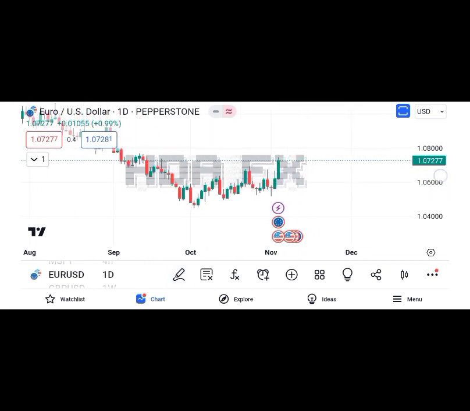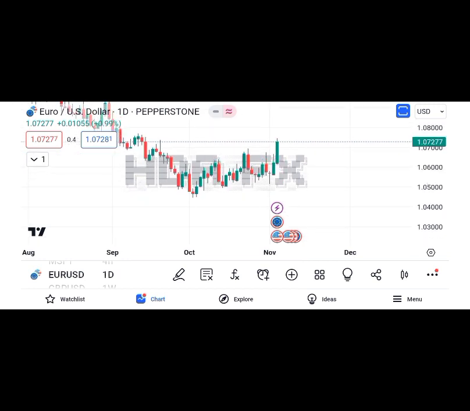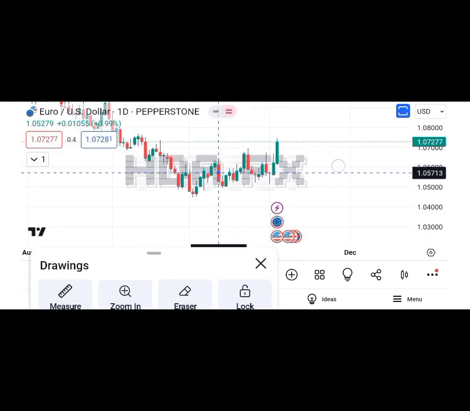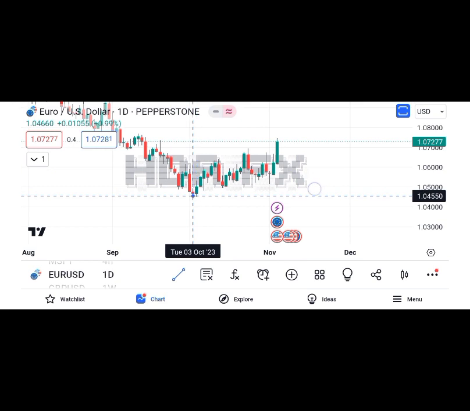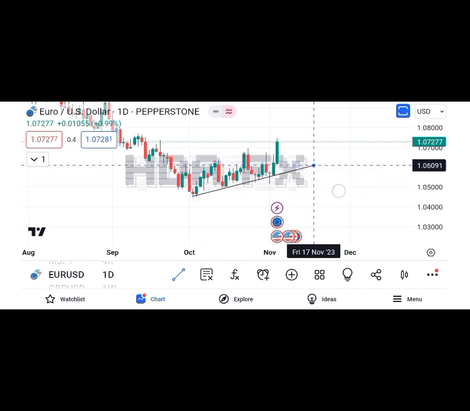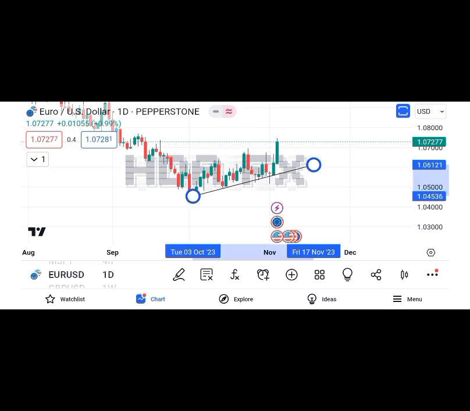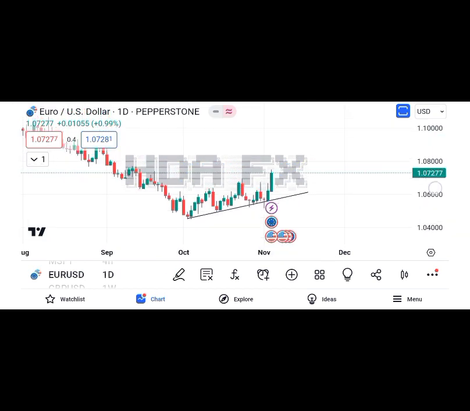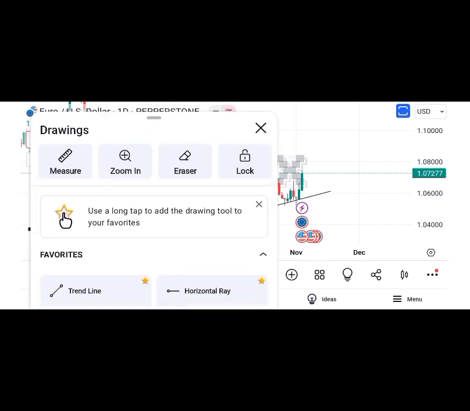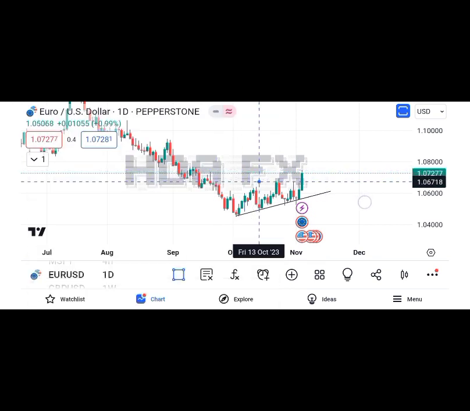Trying to spot key levels on Euro USD, we can have a beautiful trend line here, at this very point, a very nice one. We also spot a key level here, and we can also have this zone of interest here.